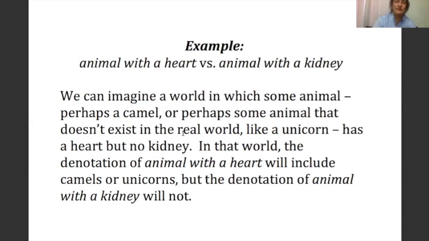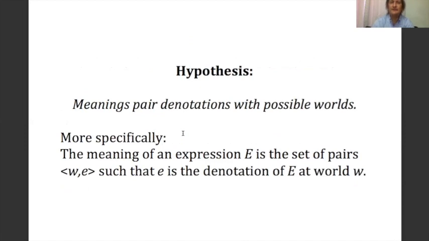Okay, so if we collect together all of these worlds and what they pick out in those worlds, we could come up with something that makes it possible for us to differentiate animal with a heart and animal with a kidney just by looking at what those expressions pick out. Okay, in short, we don't need the sense in order to make the distinction. We can look at just denotations, but denotations not only at the actual world, but at all possible worlds.